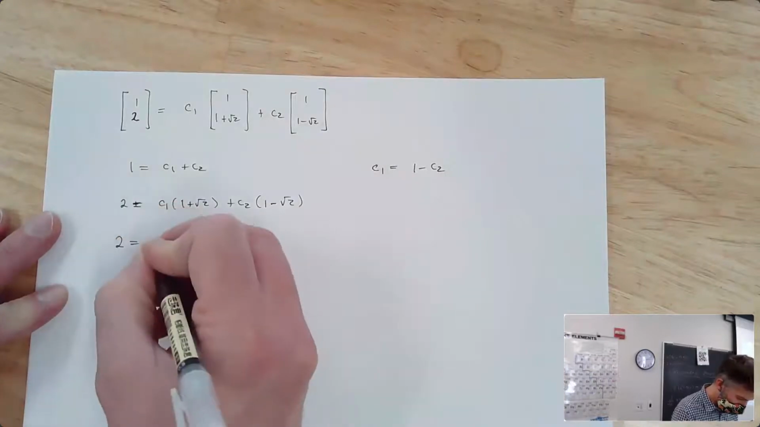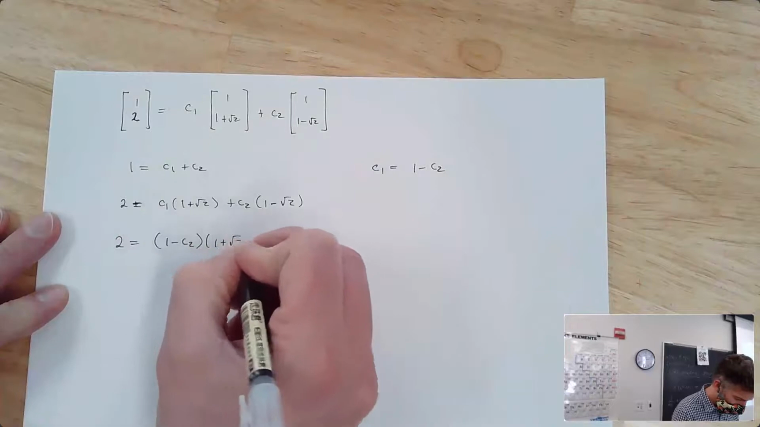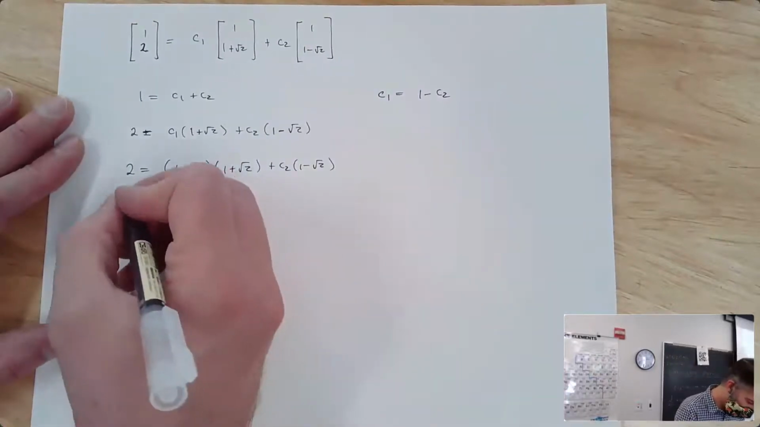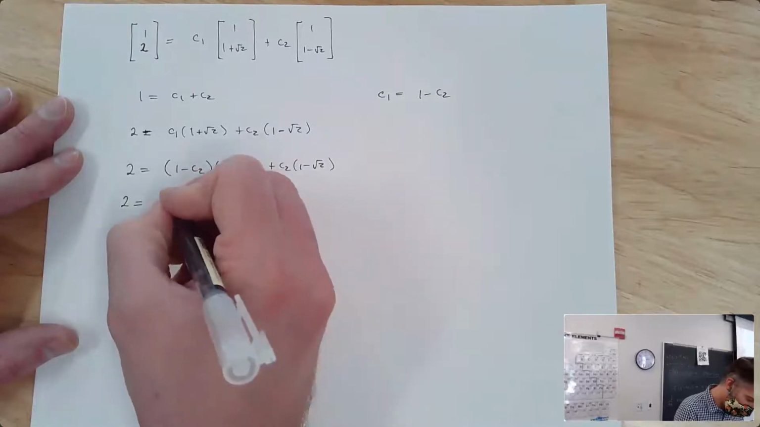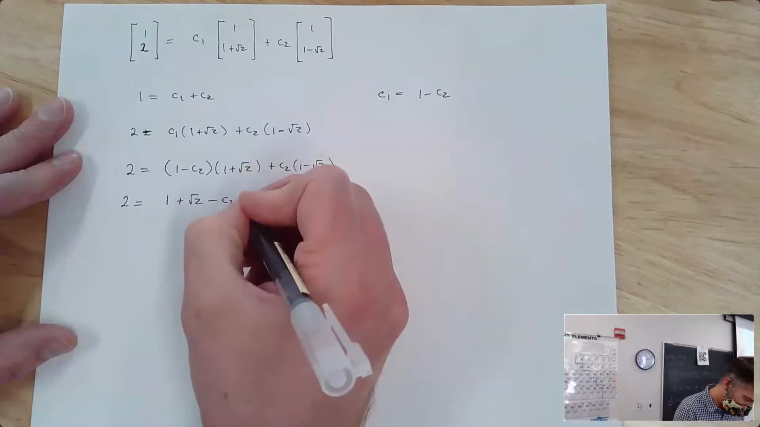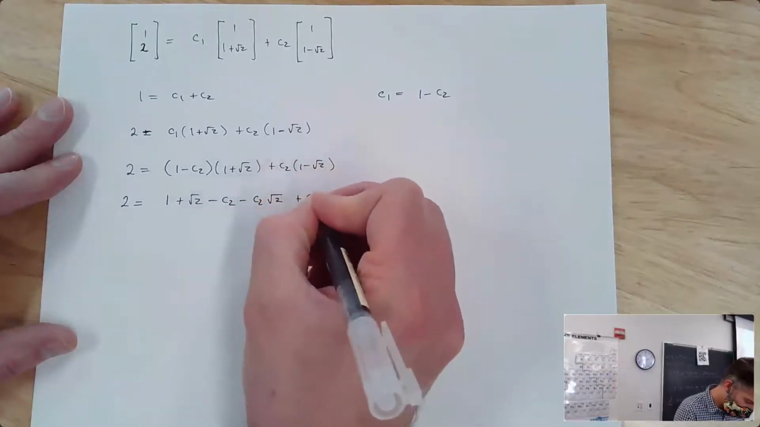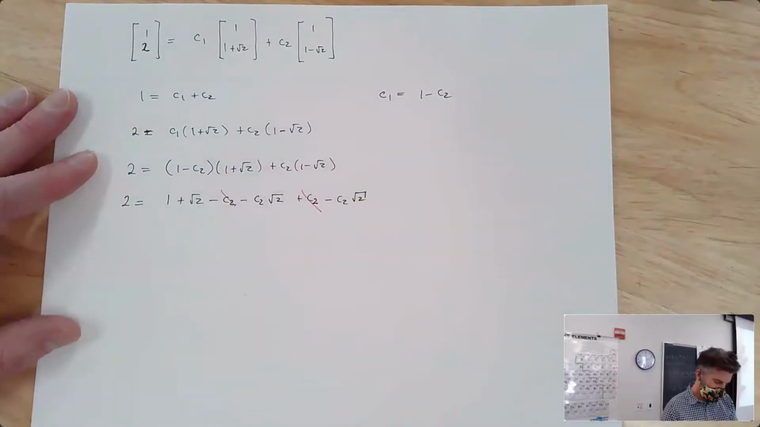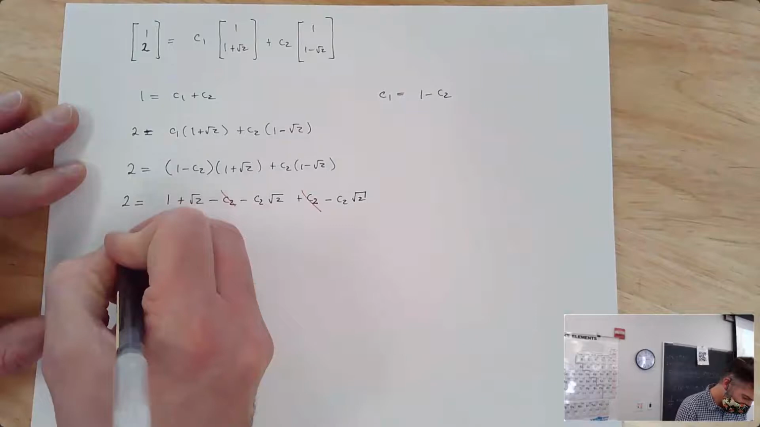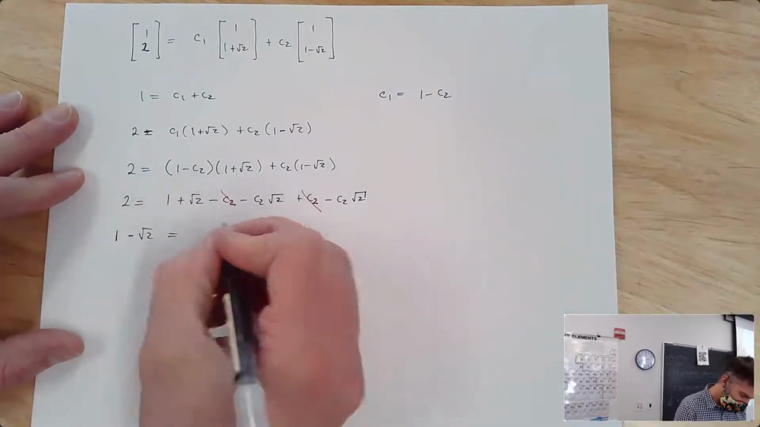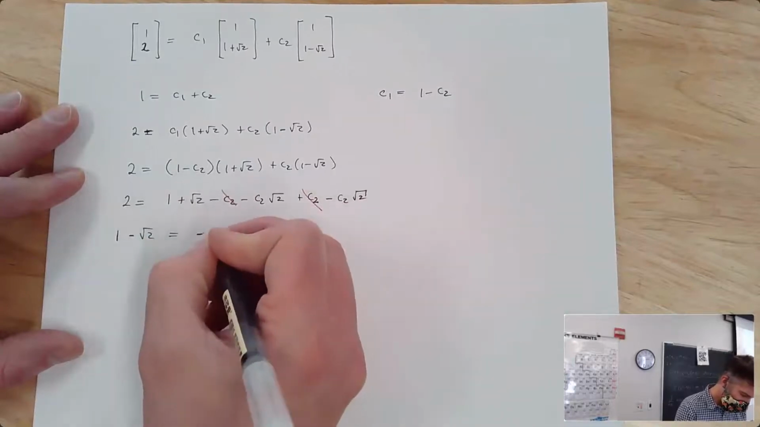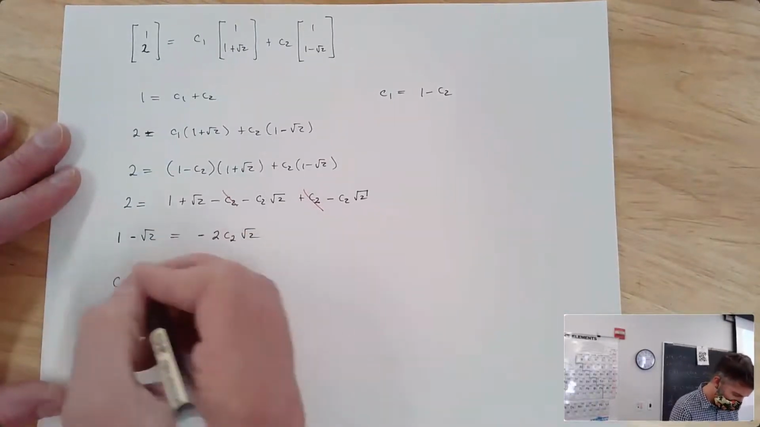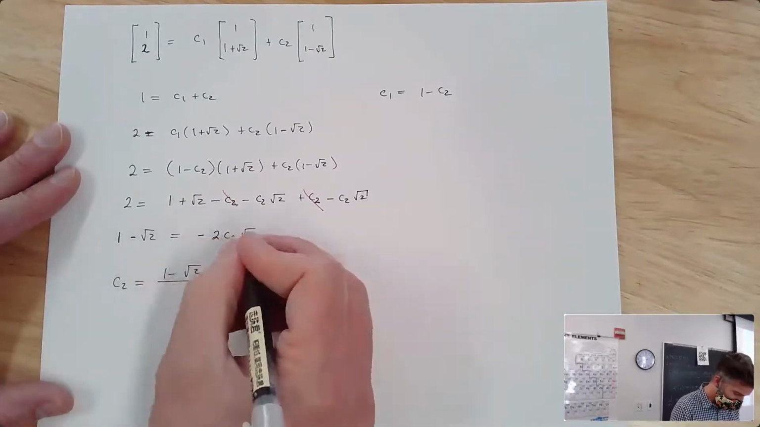So then I've got 2 equal to 1 minus c2 times 1 plus root 2 plus c2 times 1 minus root 2. And then we're going to solve for c2. So multiplying out the right-hand side, we get 1 plus root 2 minus c2 times root 2 plus c2 minus c2 times root 2. And at least something cancels. I'm going to subtract 1, and subtract root 2. Then I'm left with minus c2 root 2 minus c2 root 2, or minus 2 c2 root 2. And then solving for c2, I get c2 equal to this divided by negative 2 root 2.